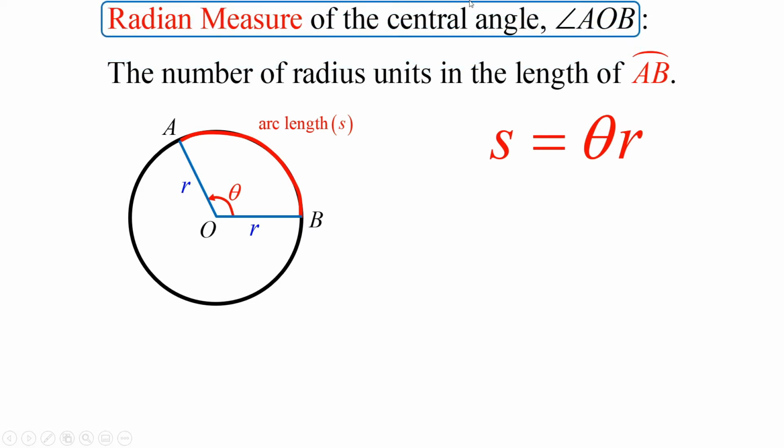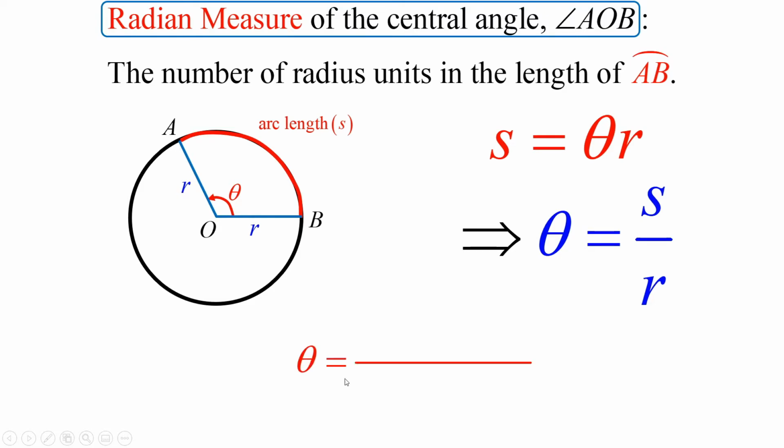Okay, so radian measure of the central angle, angle AOB. All right, so that implies, well, what would theta then equal? Well, let's take this little formula we have up here and let's solve for the angle theta. And that would be theta equals S divided by r, arc length over the radius. Let's write that out in words. So a central angle theta in radians will always equal the arc length of the circle over the radius of the circle. There you go.